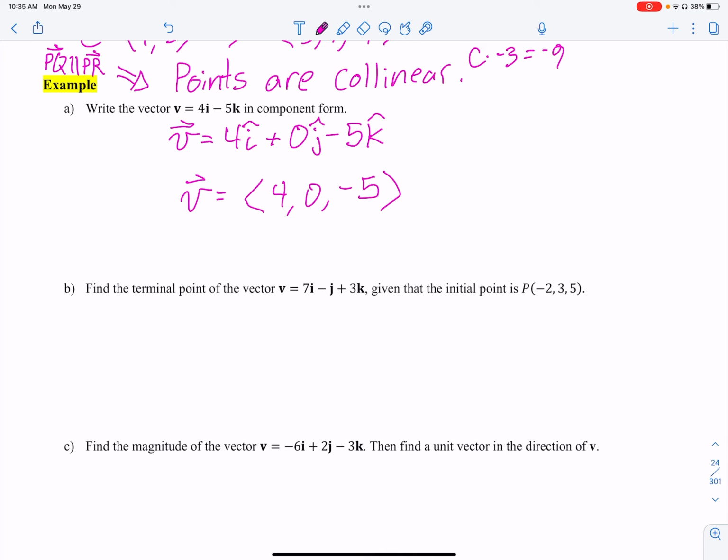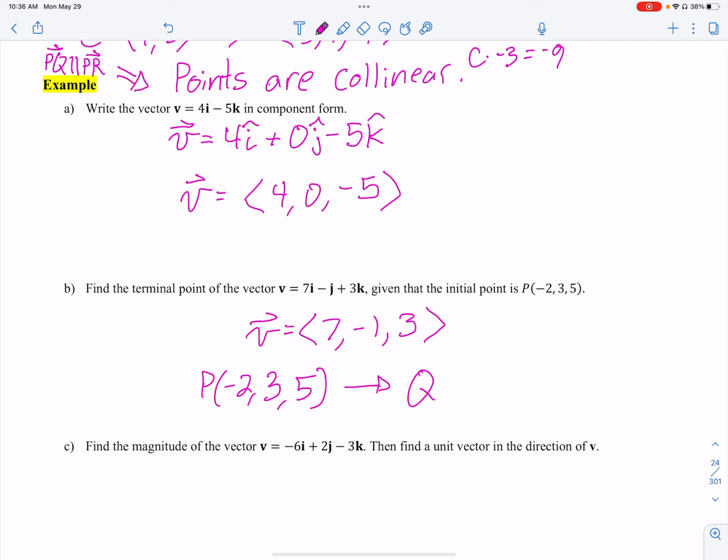Okay, they want us to find the terminal point if they give me a vector and give me an initial point. Okay, so remember a vector, I'm going to write it in component form, are just directions to get to the next point. So if I say the initial point is negative 2, 3, 5, to get to Q, or my terminal point, I'm going to use the vector as my directions because that's what it explains.